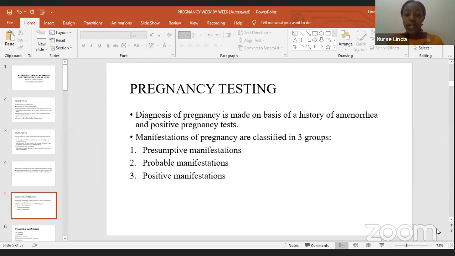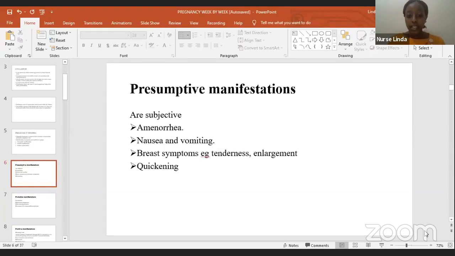We have what are known as the presumptive manifestations, then we have probable manifestations, and we have positive manifestations. So what are the presumptive manifestations? Presumptive means something that is subjective. It's something that the woman will tell you, that feeling of a symptom that they are reporting. Maybe they'll report that they have missed their period, which is known as amenorrhea. They'll report they have nausea and vomiting, which is not a confirmatory test for pregnancy, because nausea and vomiting could result from many other problems in the body.